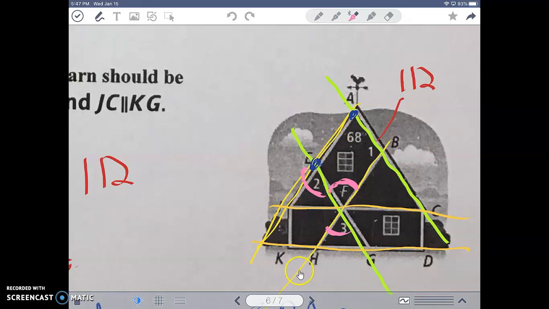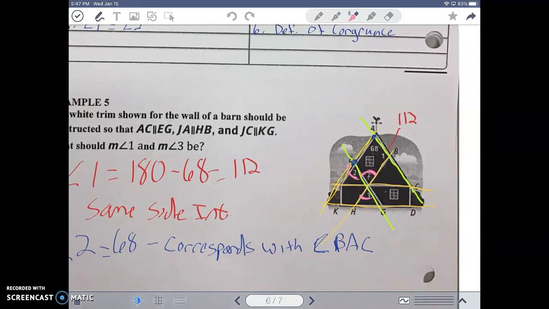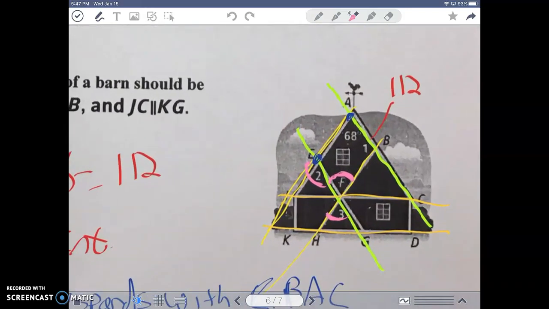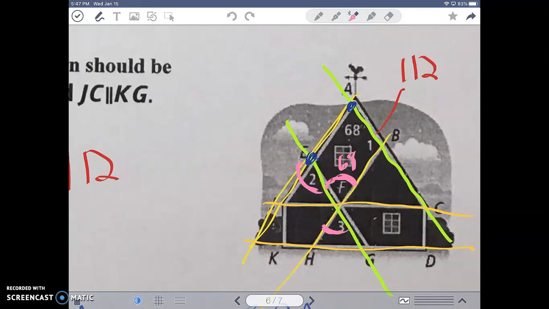Your yellow lines here are your parallels. This green one is the transversal. So these are both on opposite sides of the transversal, but both inside the parallels. So those are alternate interiors. That means this angle is going to be the same as angle 2, so this is also going to be 68.